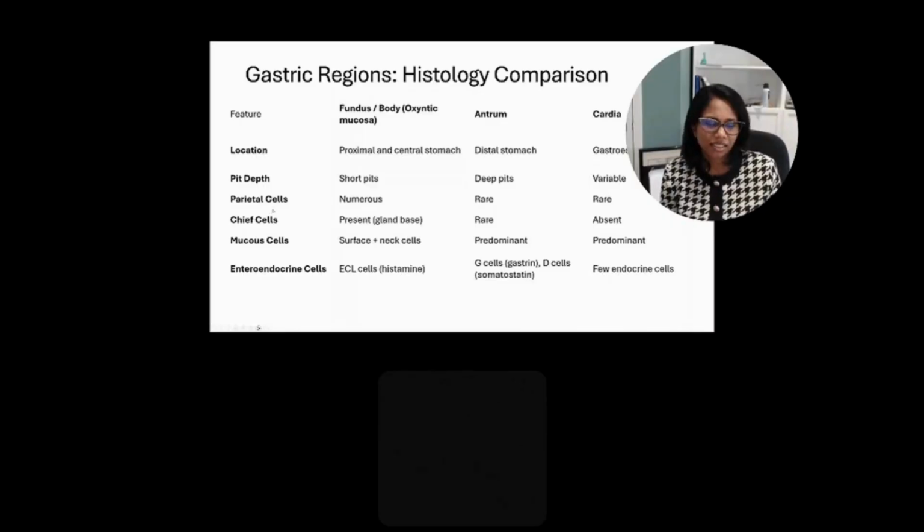The parietal cells and chief cells, as mentioned, are mainly in the body and fundus. However, you can rarely see parietal cells, at least, in the antrum and cardia. You can see some chief cells very rarely in the antrum, but they're practically absent in the cardia. And there's a greater abundance of mucus cells within the antrum and cardia. And in terms of the endocrine cells, enterochromaffin-like cells are present within the gastric body, which secrete histamine. And the G cells, as mentioned previously, secrete gastrin. The D cells or delta cells secrete somatostatin, and the cardia has few endocrine cells.